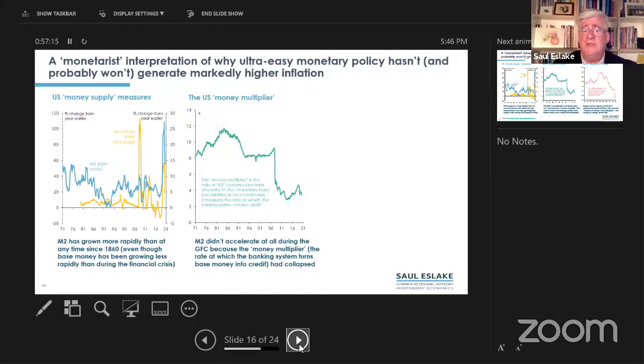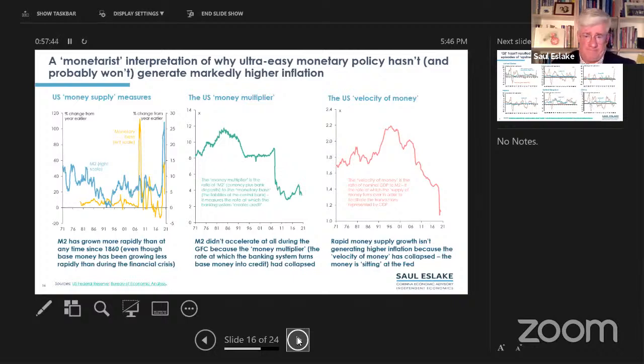So the quantitative easing which the Federal Reserve undertook at the time of the global financial crisis was more or less explicitly designed to offset the collapse in the money multiplier and prevent the money supply from shrinking as it did during the Great Depression. But as you can see, that's not what's happened during the more recent episode, where the money multiplier has actually been, although it's never recovered to what it was before the financial crisis, heading in an upward direction. Rather, what's happened this time is that the so-called velocity of money has dropped precipitously.